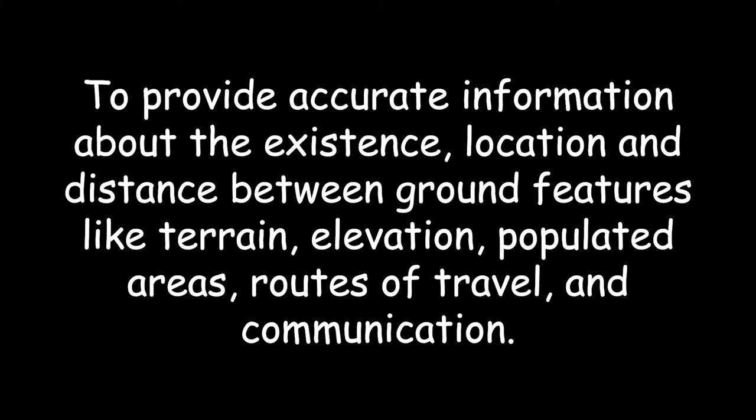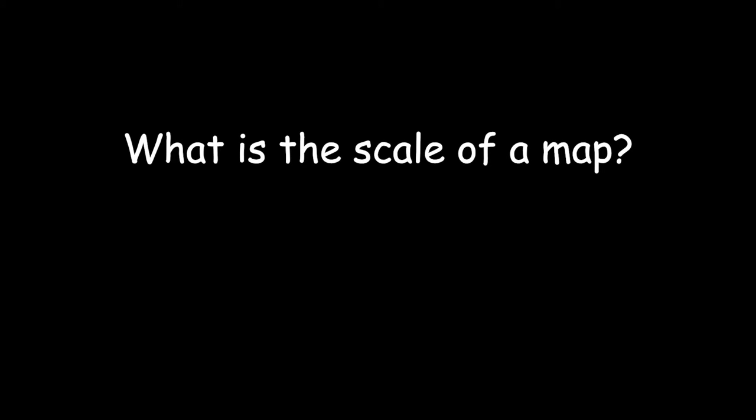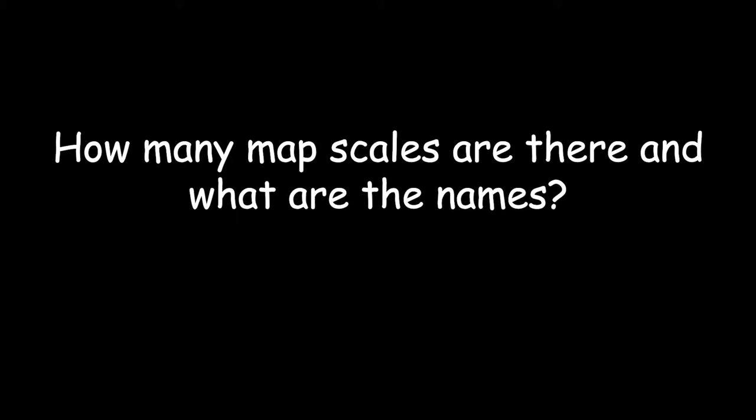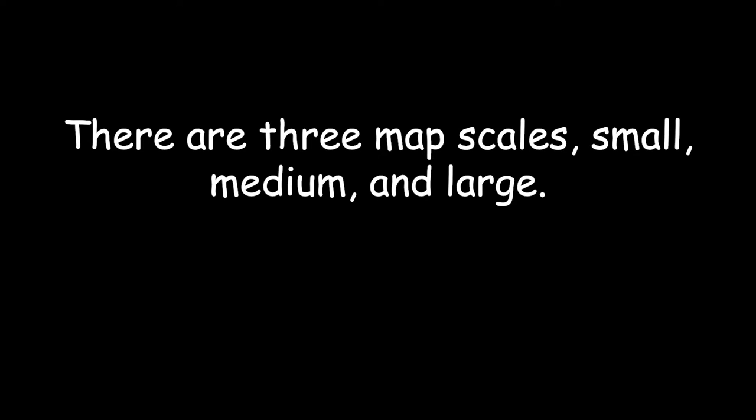To provide accurate information about the existence, location, and distance between ground features like terrain, elevation, populated areas, routes of travel, and communication. What is the scale of a map? The ratio of ground distance to map distance and expressed in a fraction. How many map scales are there and what are the names? There are three map scales, small, medium, and large.